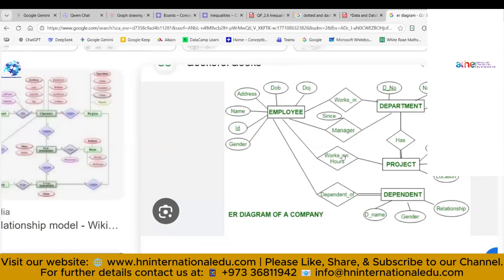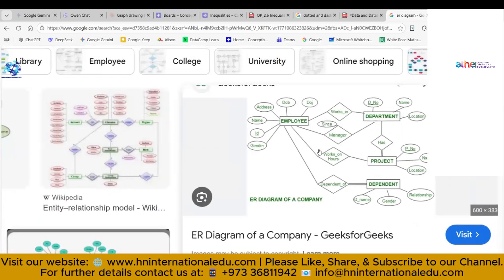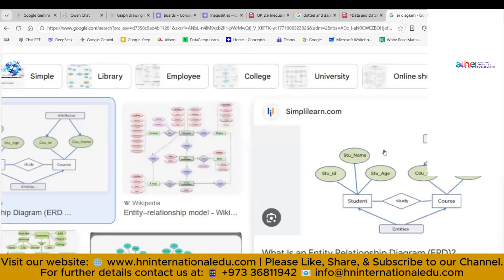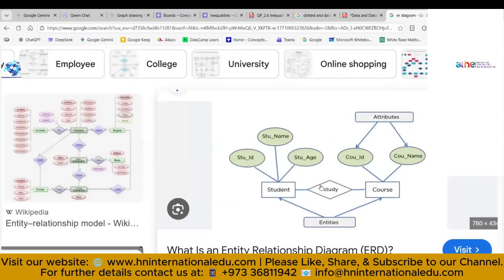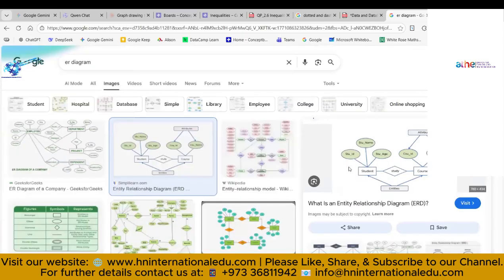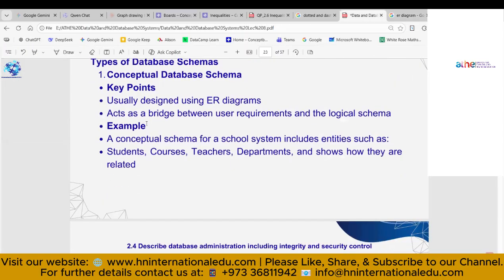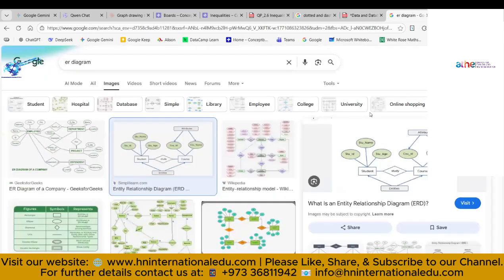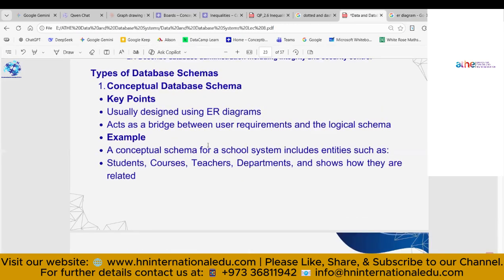If someone were making a conceptual database schema, they would usually use an ER diagram like this. Student table. Student studies this course. Course table has course ID, course name. So the student and course are entities, and the ones in the oval shape are the attributes or column names. Next example is a conceptual schema for a school system that includes entities such as students and courses, like I gave the example here. So it's a conceptual database schema.